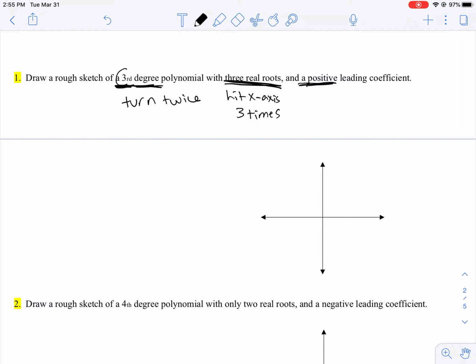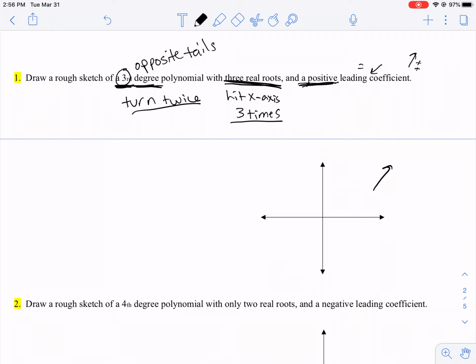So when the degree is odd, my tails are opposite. So when it's a positive coefficient, it's up to the right and down to the left, because up and right are both positive, down left are both negatives, which turns into a positive. Okay, so here we go. You can place it anywhere on the grid. You just have to hit the axis 3 times, turn twice, have an ending that goes up to the right and down to the left.